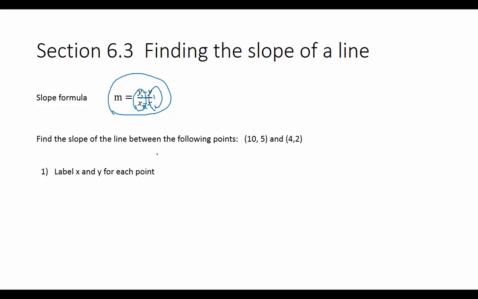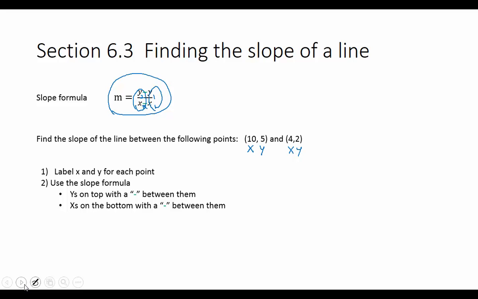So let's see if we can do the following problem. Find the slope of the line between these 2 points, (10, 5) and (4, 2). The very first part of this process is that you're going to label the x and y for each point. So let's go ahead and do that. It's always alphabetical order, so x first, then y. So 10 is an x, 5 is a y, 4 is an x, 2 is a y.